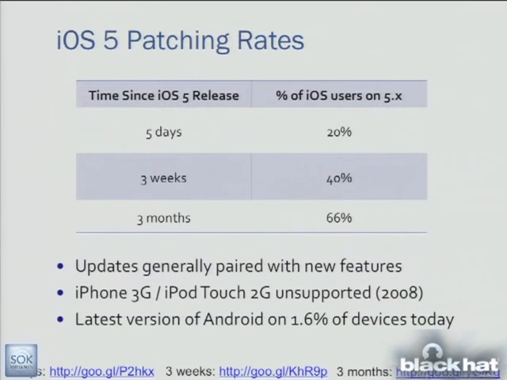So if we look at iOS 5 patching rates, it's pretty impressive that 3 months after iOS 5 came out, 66% of all iOS users had updated to iOS 5. Now, that's a little skewed because some users of second generation devices like the iPhone 3G or the iPod Touch 2G can't patch. Their 4.2.1 is the last operating iOS version they can use. So the latest version of Android is on 1.6% of devices today. The latest version of iOS was on 66% of devices in January. So that's a pretty big difference.